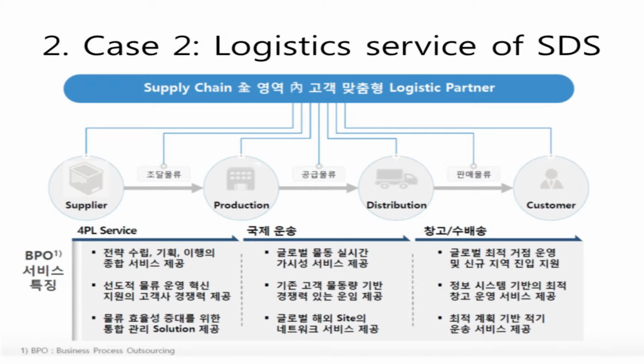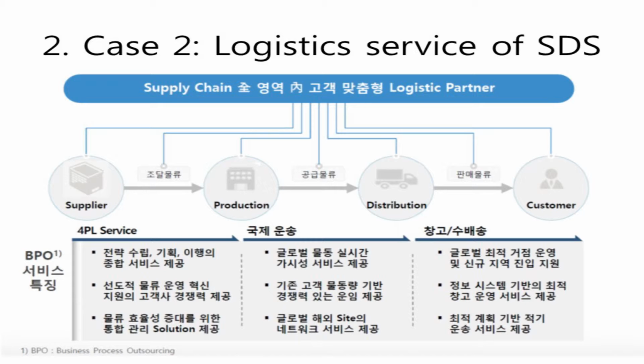Another case is the Samsung logistics company. I'm sorry, I did not have a chance to translate this. This company is offering 4PL services. 4PL means supplier, production, distribution, and customers. It's a logistics service company on a global scale. It's a Samsung-related subsidiary company in Korea. What does it stand for? SDS? I think it's Samsung Distribution, something like that.